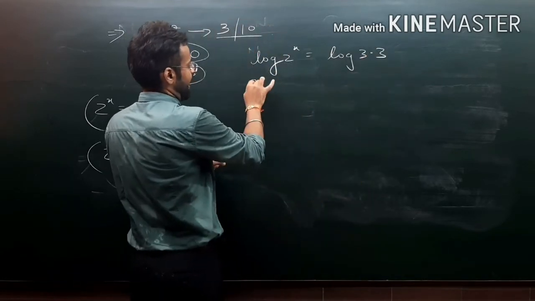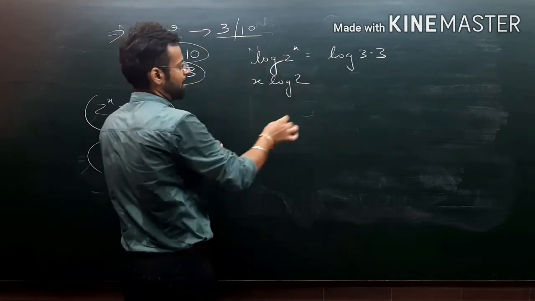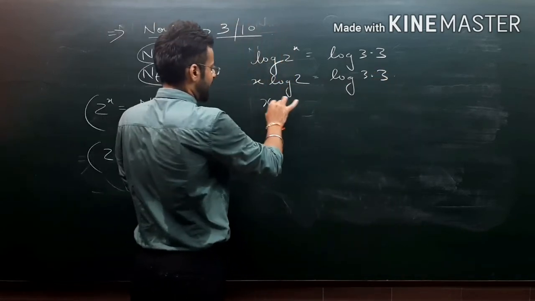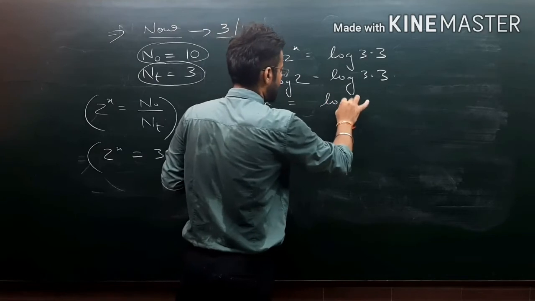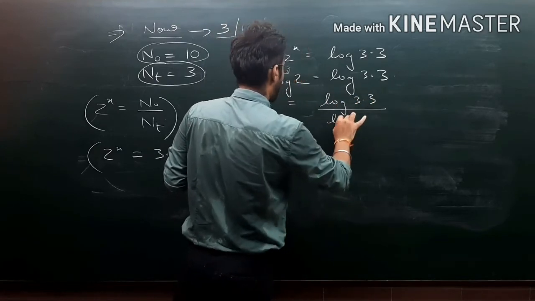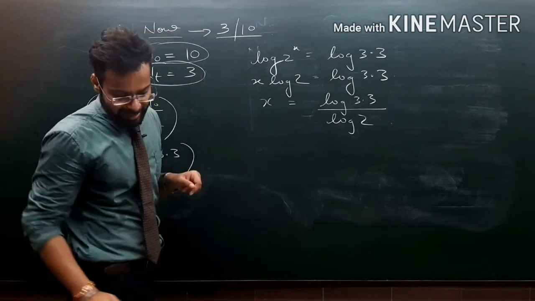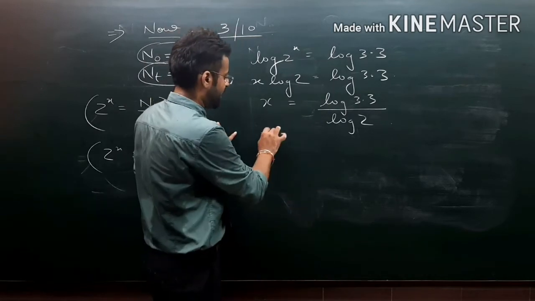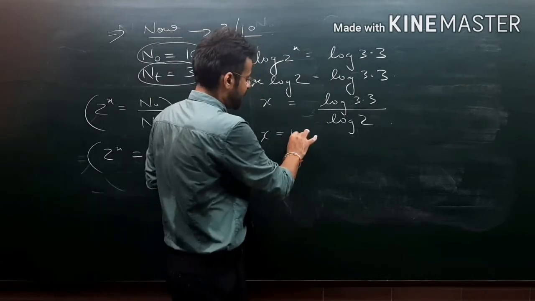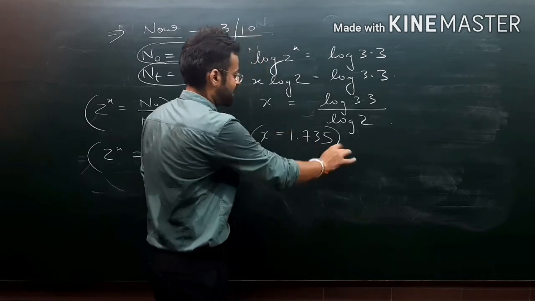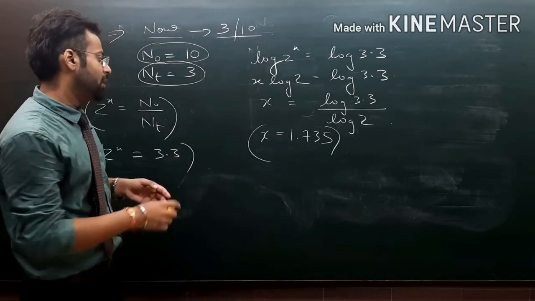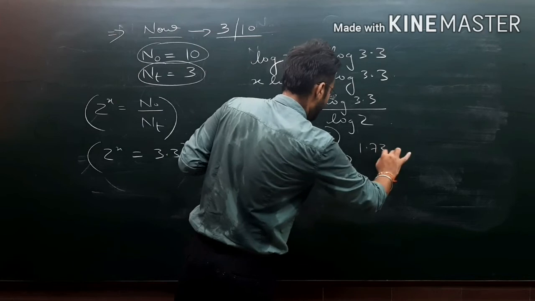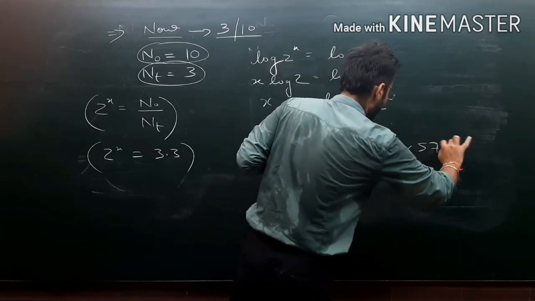And mathematically, we have x log 2 is equal to log 3.3. Now, simply using the calculator, x is equal to log 3.3 divided by log 2. If you use a calculator, x comes to be 1.735. So that's the value of x. Now, to calculate the years, we multiply this value, 1.735, by 5730.